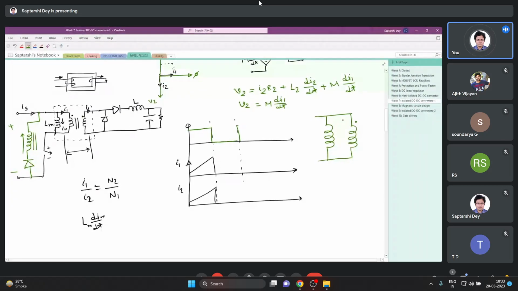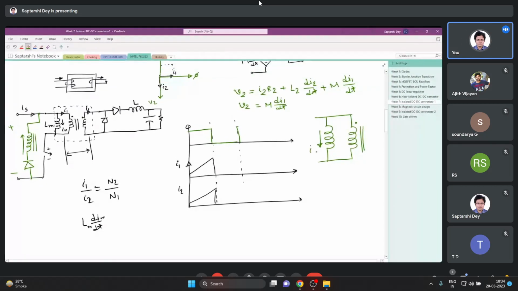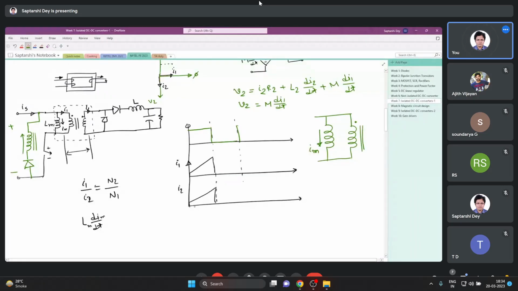It was the primary winding. Okay, I'm drawing the primary winding also. So this is the primary winding, and Im was flowing here, and it was increasing. It was increasing when the switch was closed. Now what is happening is, when the switch is open or turned off during this time.